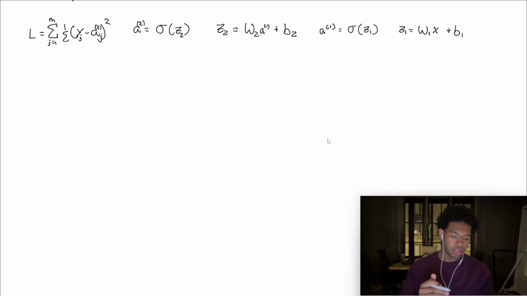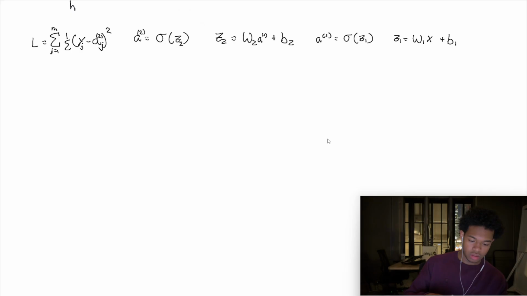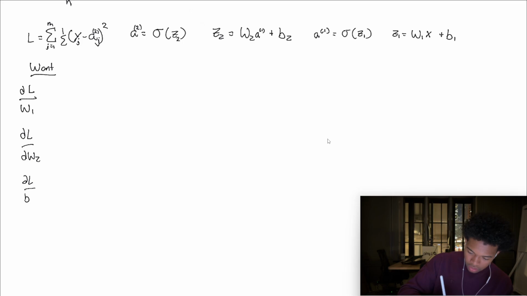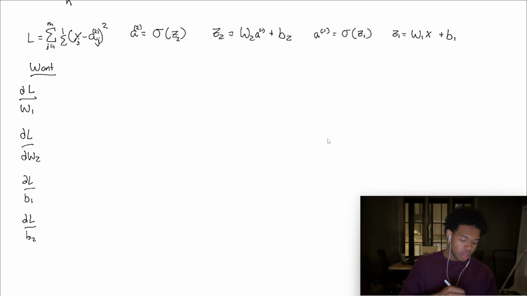We want to get, what's it called, L with respect to W1, L with respect to W2, L with respect to B1, and L with respect to B2. Cool. These are the parameters that we are going to control in our neural network.